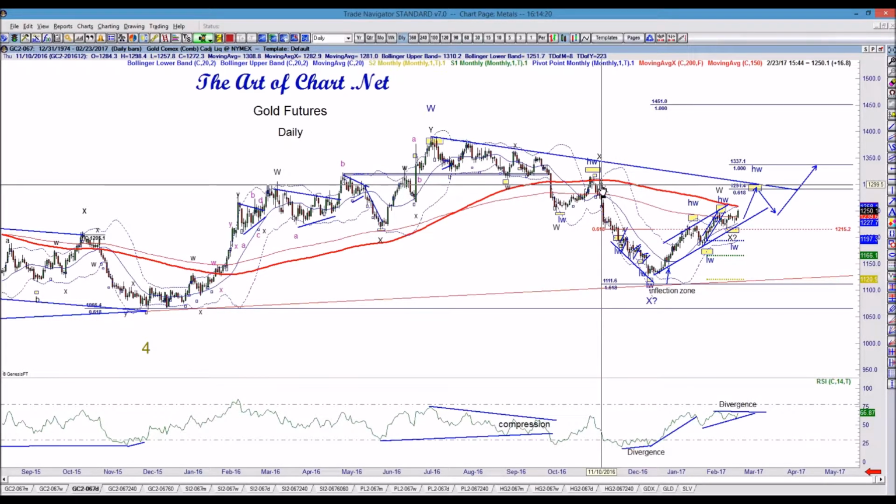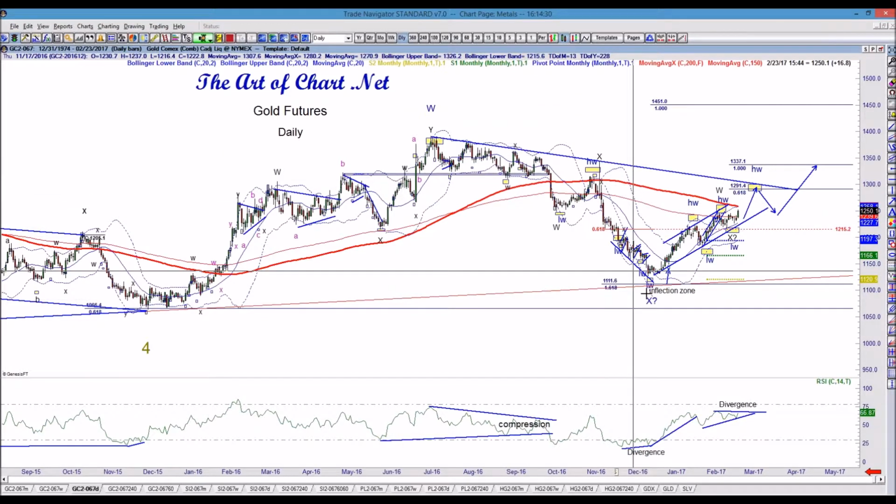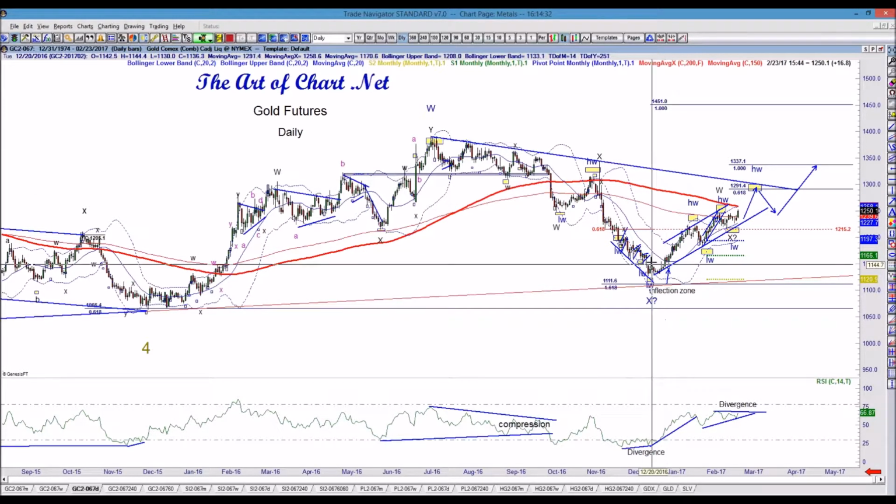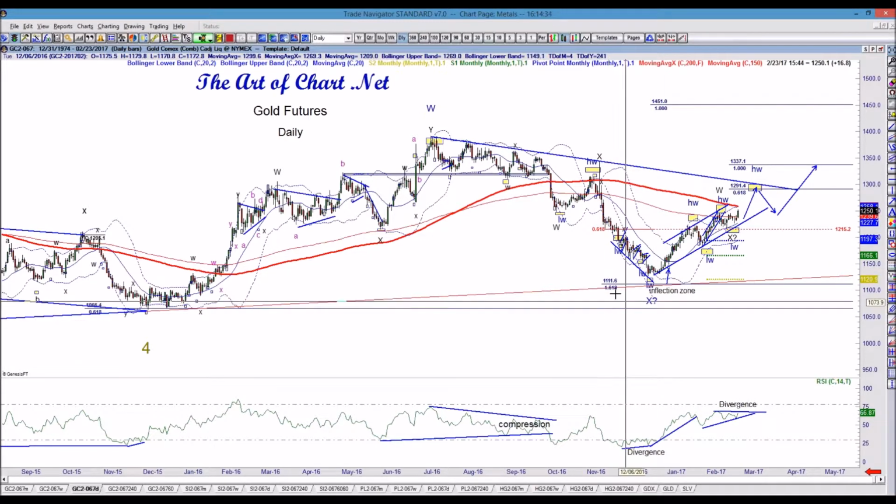Sometimes, and by the way, natural gas is famous for hitting extensions. Just famous for it. Every instrument kind of has its own character, if you will. So natural gas going to the 2.618 is not unusual.